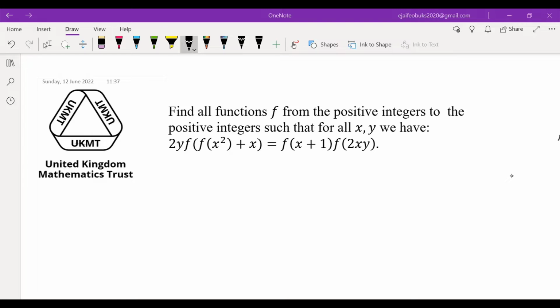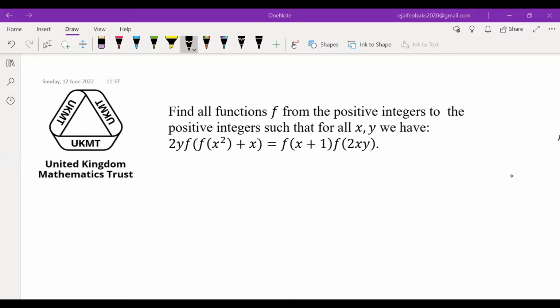The problem was a functional equation, and you can see that on my screen. It says that we should find all functions f from the positive integers to the positive integers, such that for all x and y, we have that 2y f of x squared plus x is equal to f of x plus 1 times f of 2xy. Okay, so that's our problem. We'll dive into that now.